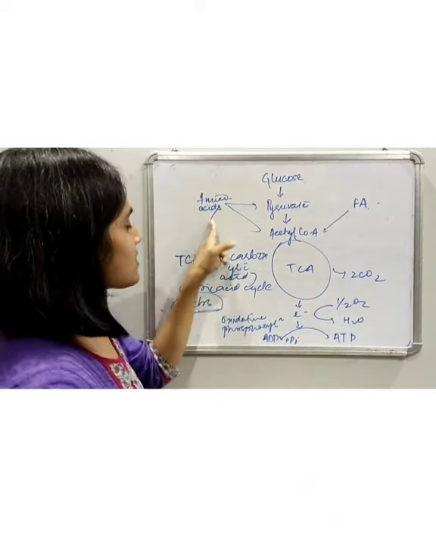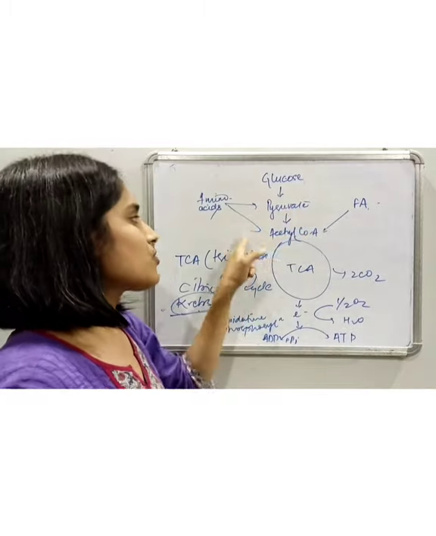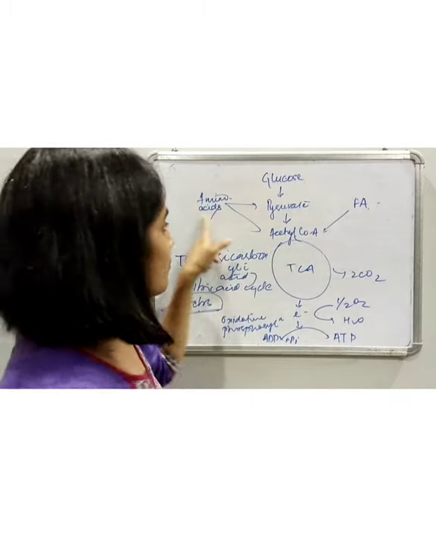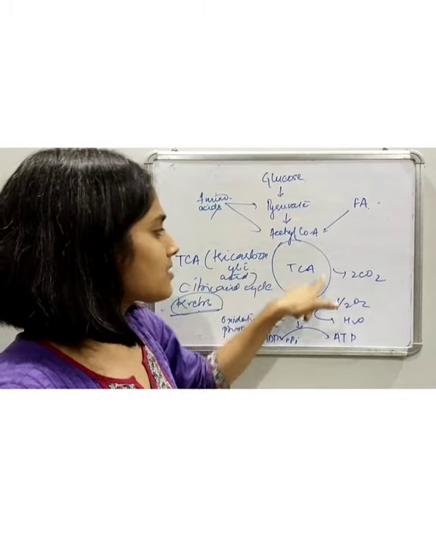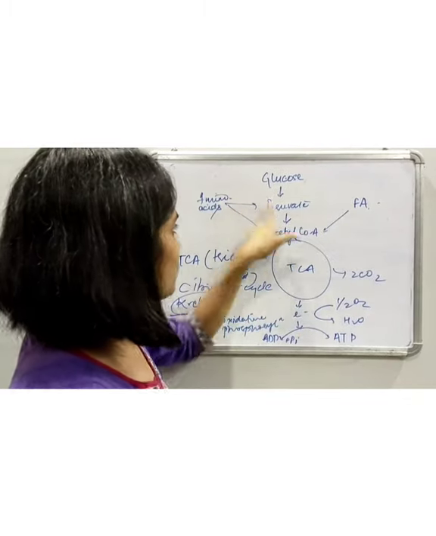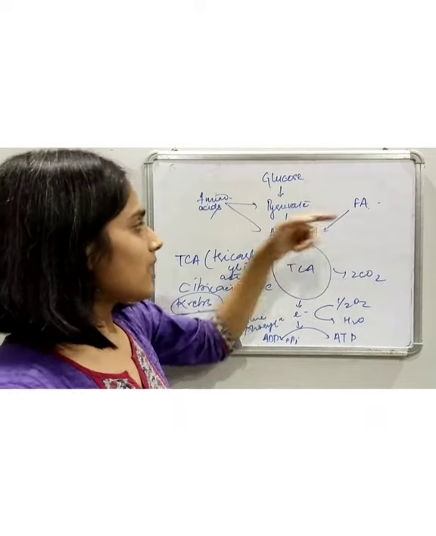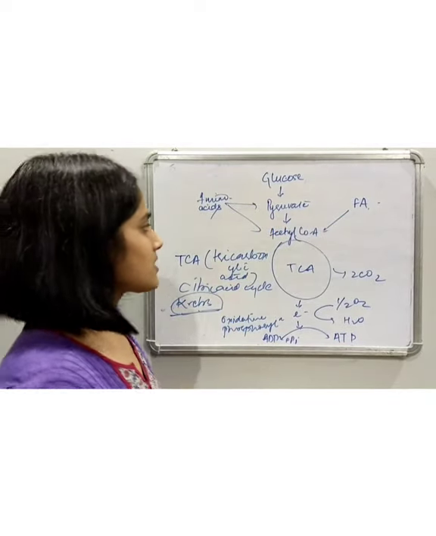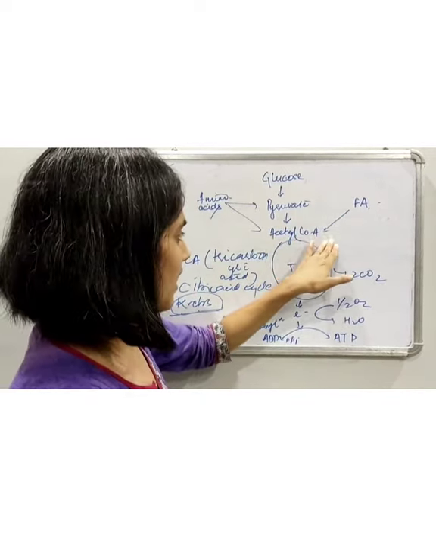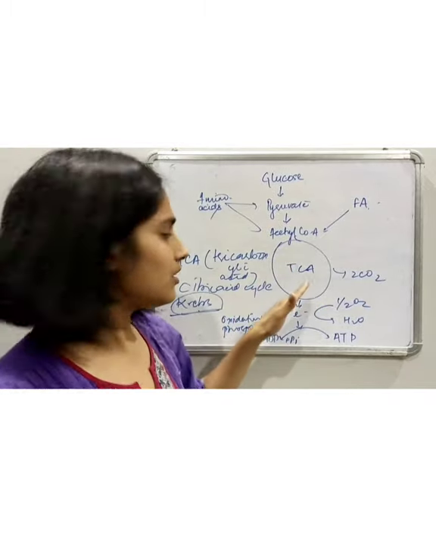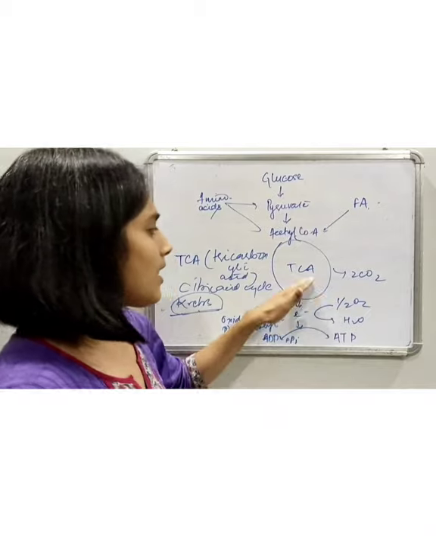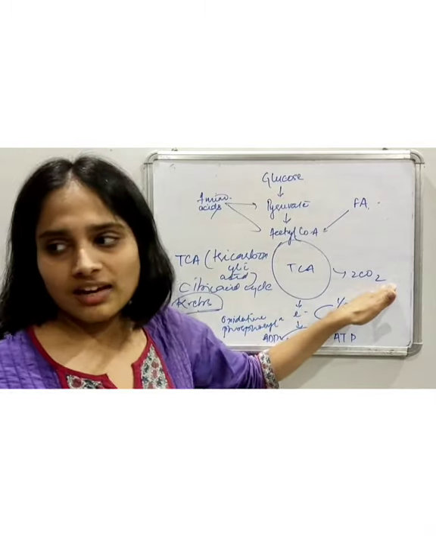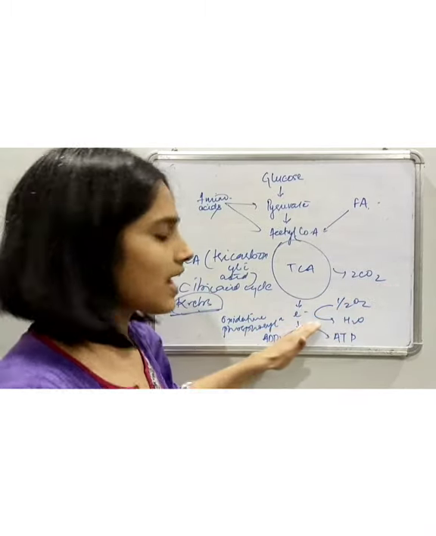And amino acids can be converted either into pyruvate or acetyl coenzyme A. If it is converted directly into acetyl coenzyme A, then it enters the TCA cycle. However, if it is converted into pyruvate, then again by the enzyme pyruvate dehydrogenase, it is converted into acetyl coenzyme A, which then enters the TCA cycle or tricarboxylic acid cycle and generates reducing equivalents, carbon dioxide and electrons.